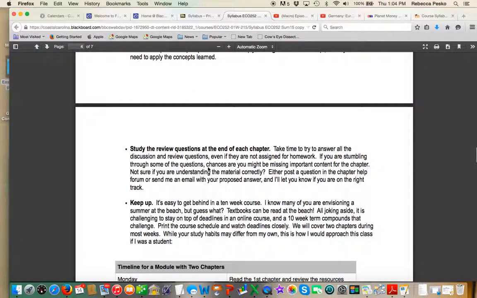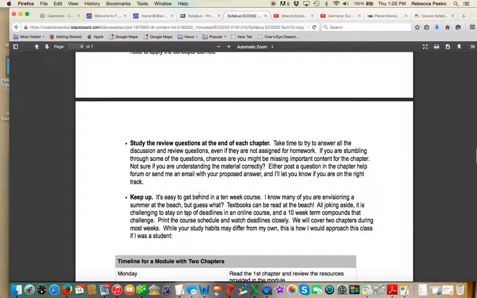Study the review questions at the end of each chapter. I will gladly help you answer the ones that have not been assigned for the course. So make sure that you at least have an answer that you feel pretty confident with. And if you don't, email me or post it in the discussion forum and the help forum, and I'll post the correct answer in there and we can discuss it and make sure that you're getting it right. I'm definitely here to help at whatever level you need to understand the content.